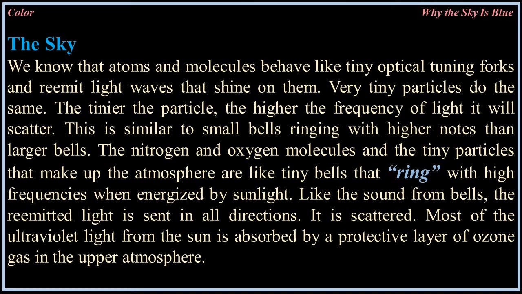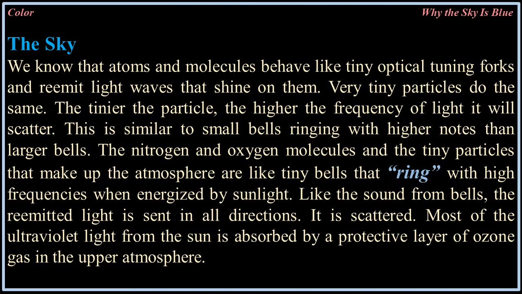The sky. We know that atoms and molecules behave like tiny optical tuning forks and re-emit light waves that shine on them. Very tiny particles do the same. The tinier the particle, the higher the frequency of light it will scatter. This is similar to small bells ringing at higher notes than larger bells. The nitrogen and oxygen molecules and the tiny particles that make up the atmosphere are like tiny bells that ring with high frequencies when energized by sunlight. Like the sound from bells, the re-emitted light is sent in all directions.